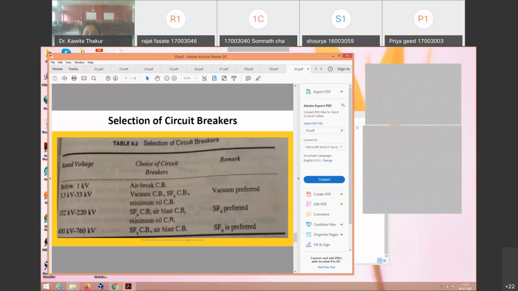For 400 kV and above, for high voltage and extra high voltage application, although we can use SF6 and air blast, SF6 is preferred because it is more economical. Air blast circuit breaker has drawbacks because it requires more maintenance, while vacuum circuit breaker for high voltage application also requires maintenance. So we use SF6 circuit breaker for high voltage application, where it is more economical than vacuum circuit breaker.